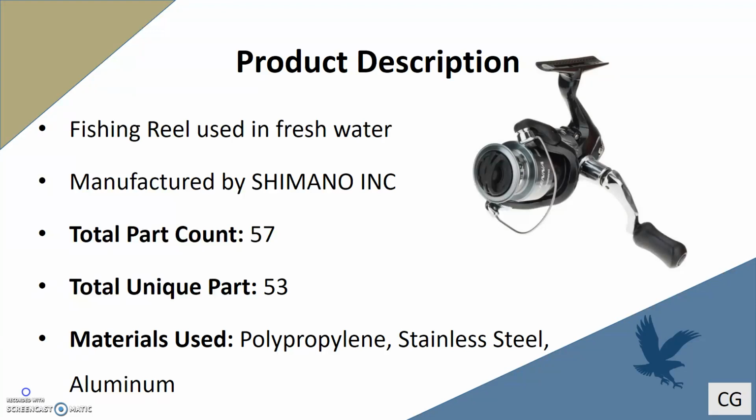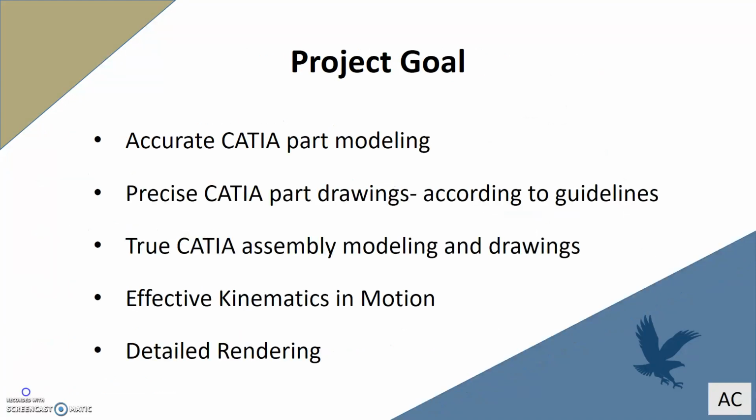Some discussion about our fishing reel: it is used in freshwater. The manufacturer is Shimano. In the assembly, we counted 57 parts, and from all of them, 53 are unique parts. And the materials used are polypropylene and stainless steel, as well as aluminum. Now, Andrea is going to talk a little bit about the project goals.